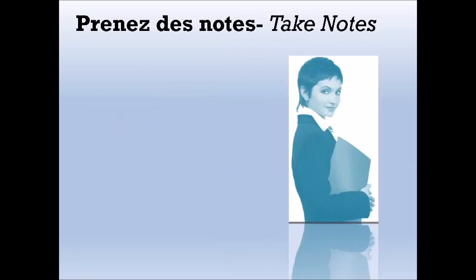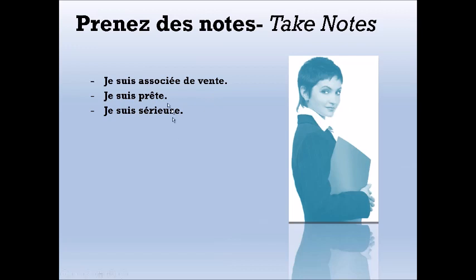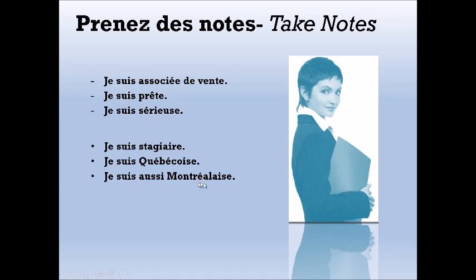Voici féminin. Feminine, same thing. Je suis associé de vente. You'll notice associé has two E's. Je suis prête, finishing with an E. Je suis sérieuse. Je suis stagiaire, intern. Je suis québécoise. This is the son of a Z. Je suis montréalaise, same thing. So these are certain phrases that you could use to describe yourself in French.